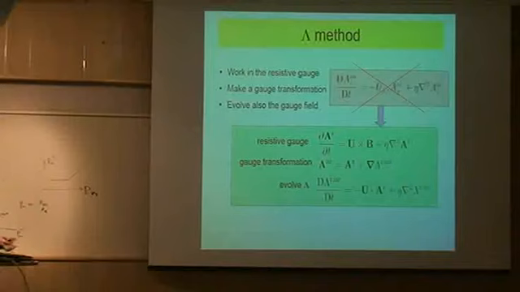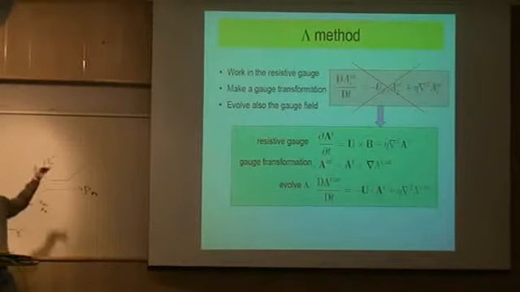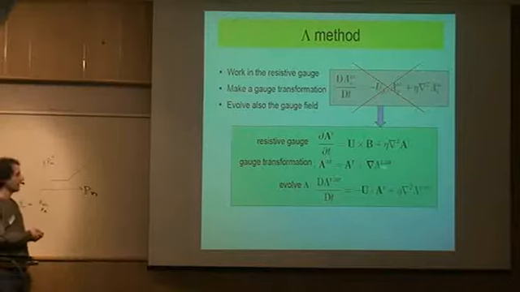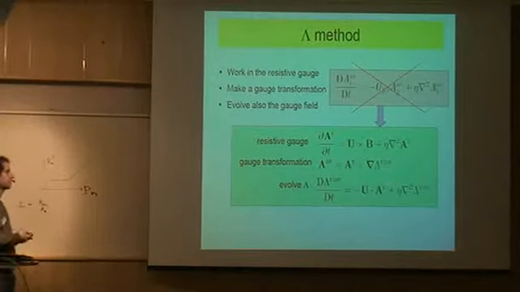So instead of doing the simulation with a vector resistive gauge, we simply do them in the resistive gauge and just make a gauge transformation with the gauge field lambda, which simply transforms from the resistive gauge to the vector resistive gauge. And then we compute all our gauge-dependent quantities in the vector resistive gauge by applying this gauge transformation. Of course, lambda also has to obey an evolution equation.